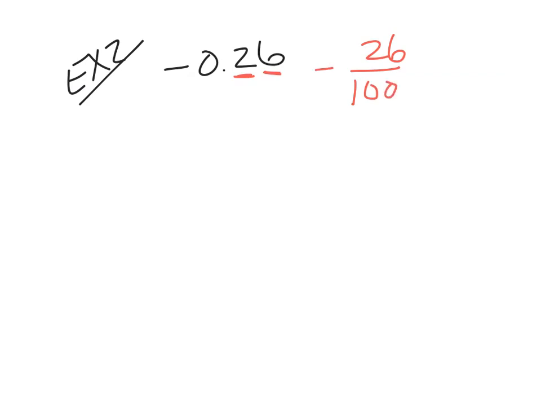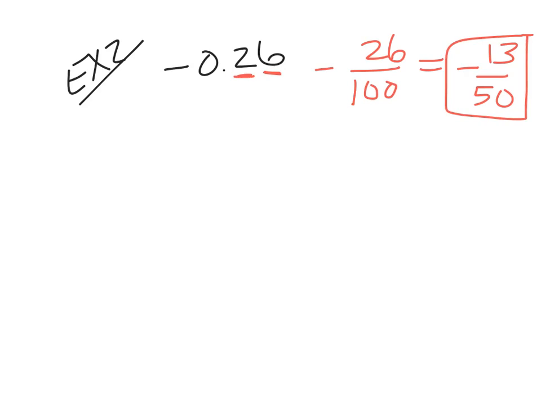Is it always 1? Yes, because decimals go by tens. Then your next step is to see if you can reduce that. So in this case, you can divide both by 2, and I get negative 13 over 50. And 13 is a prime number. So you know you're done. Very good.